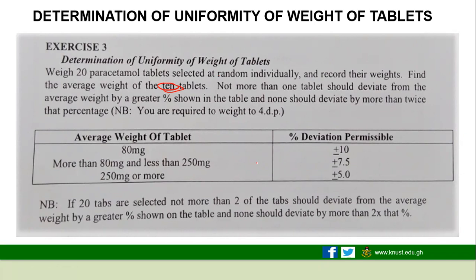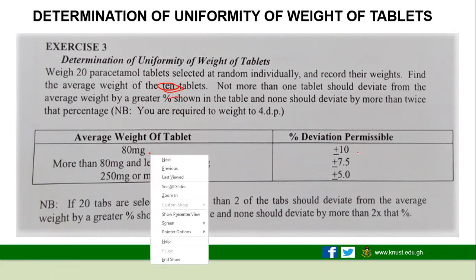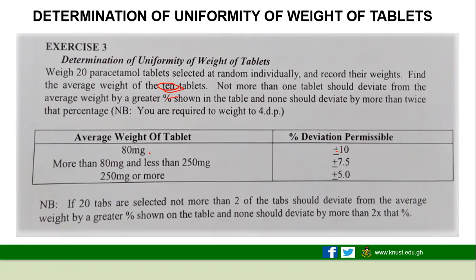Good. So we are saying that if we are expecting the weight of the tablet to be around 80 milligram, right? Then the expected deviation should be plus or minus 10. That is, if you are 70 milligram, you are accepted. If you are 90 milligram, you are accepted. So between 70 and 90 is quite accepted.